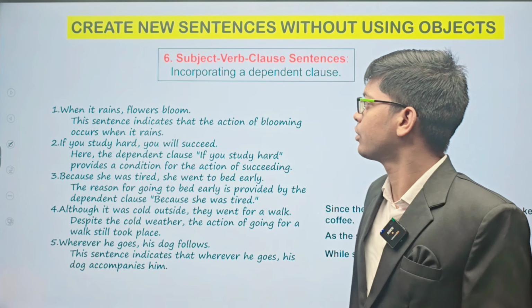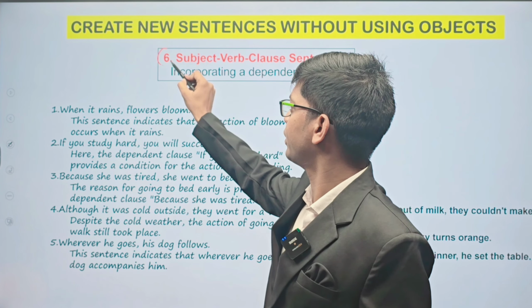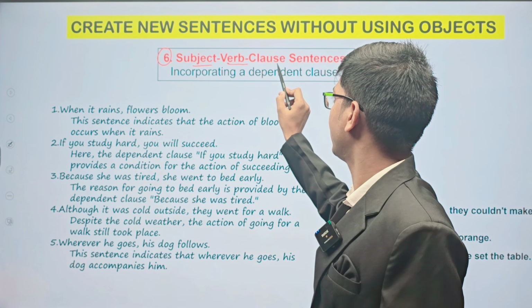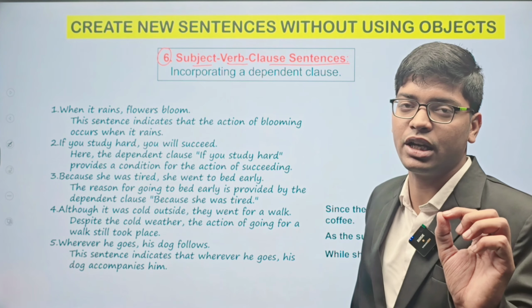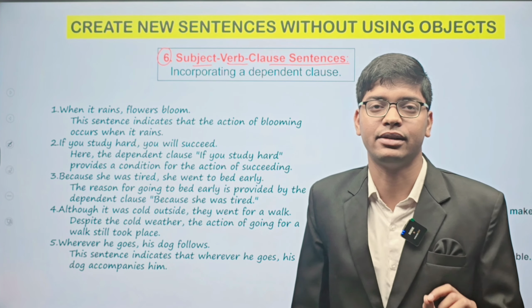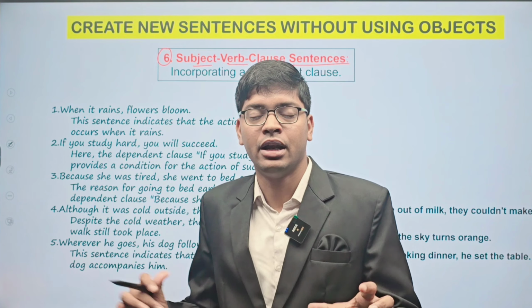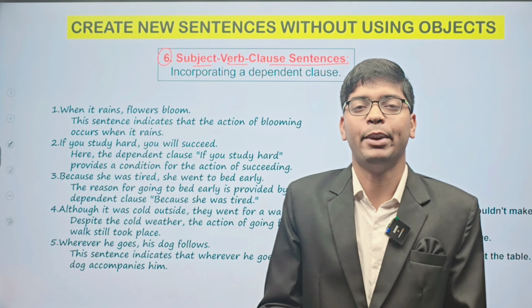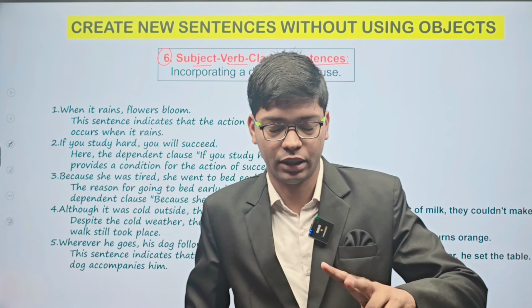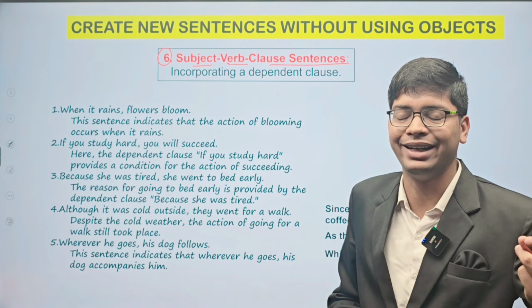Our sixth way is subject, verb, and clause sentences. Clause sentences means a dependent clause or an independent clause. There are two types of clauses: dependent and independent.